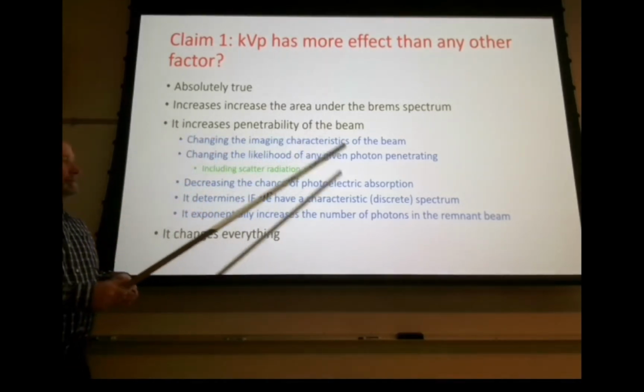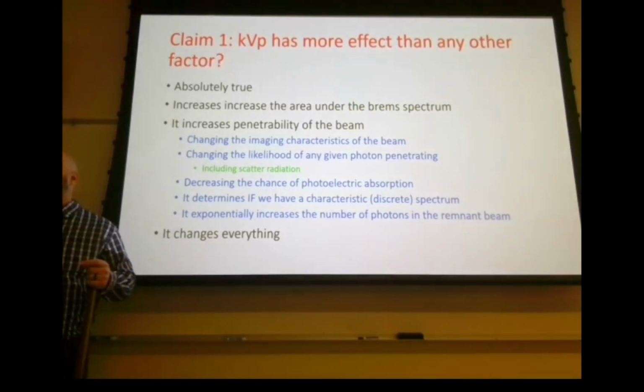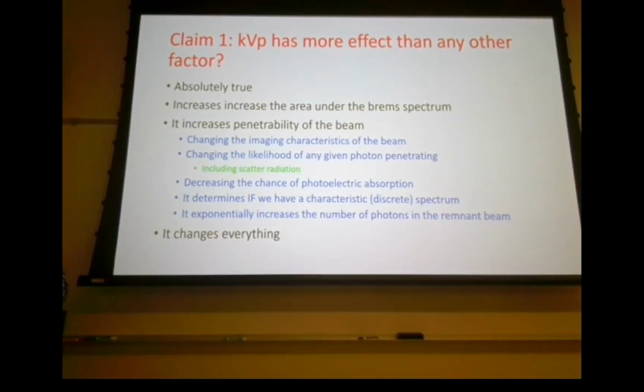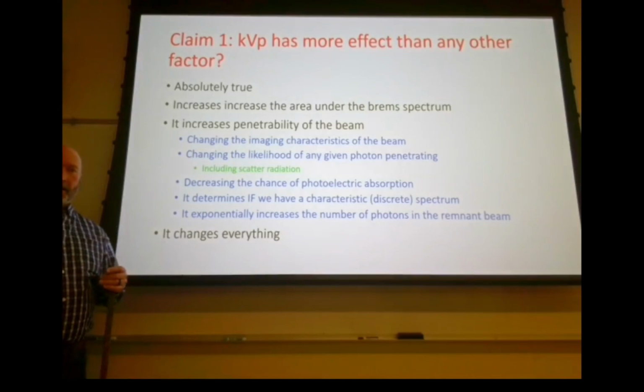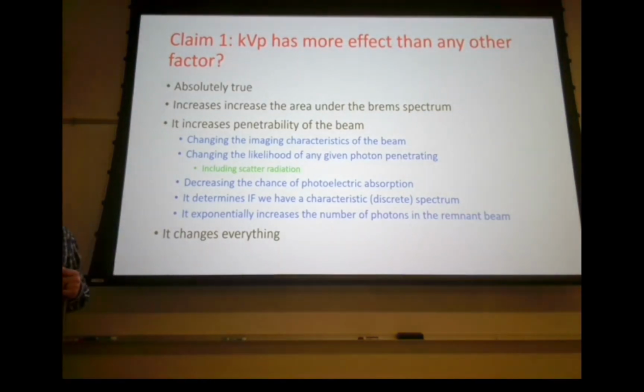It increases the penetrability of the X-ray beam, whether or not we actually penetrate and can get an actual X-ray image. It changes the imaging characteristics of the X-ray beam. What I mean by that is, you've got three different potential interactions, right? There are really four. An X-ray photon can enter the patient, pass through the patient not touching anything, exit the patient, and hit the image receptor, and that's straight penetrability.